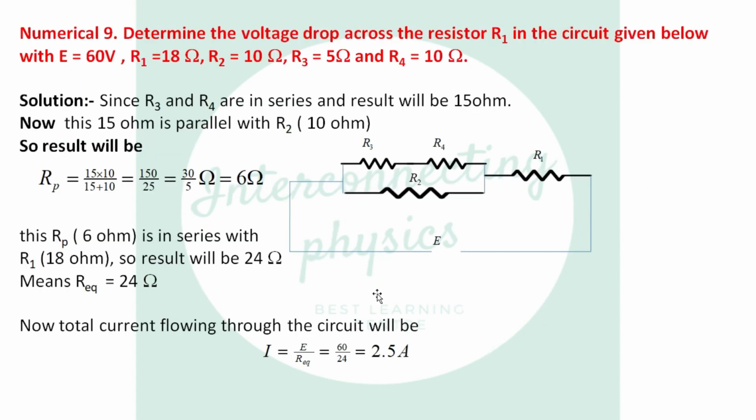Now numerical number 9. Determine the voltage drop across the resistor R1.